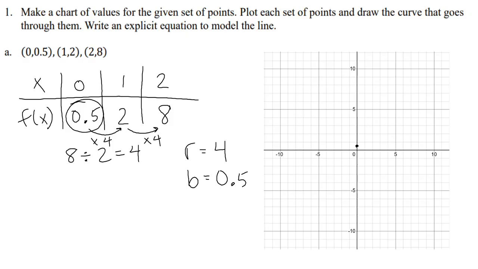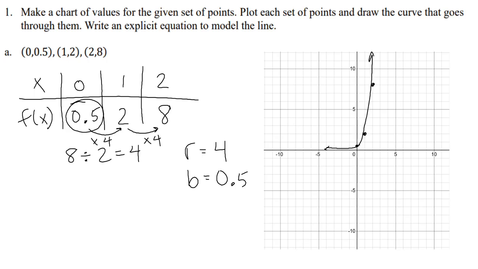Then we'll put in the point 1, 2. And then we'll put in the point 2, 8. And we can see that this doesn't make a line, it makes a curve. It's a curve that gets really steep really quickly. And as we've talked about in class, what happens over here is it gets really flat really quickly, but it never gets to be less than 0. So your graph should look something like this.